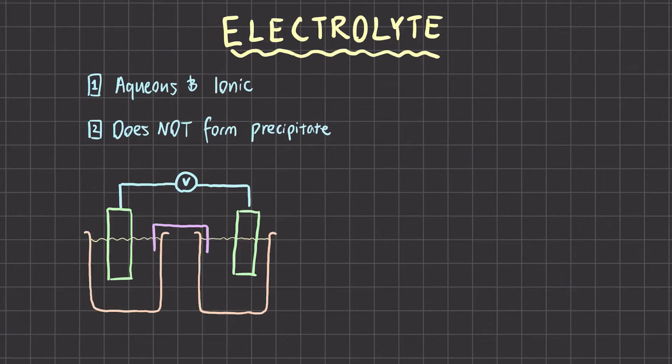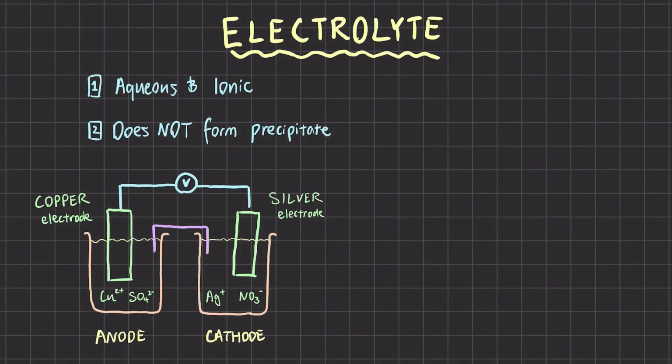Now, don't worry if this sounds a bit abstract. Let's go through an example. And to illustrate, I'm going to use a copper-silver galvanic cell. So one of the half cells is a copper half cell containing a copper electrode, and for the electrolyte, we have copper sulfate. And then in the other half cell, we have a silver electrode, and for the electrolyte, we have silver nitrate. And the copper electrode is your anode, and the silver electrode is your cathode. Since silver is above copper in the electrochemical series, that makes silver the cathode and copper the anode.